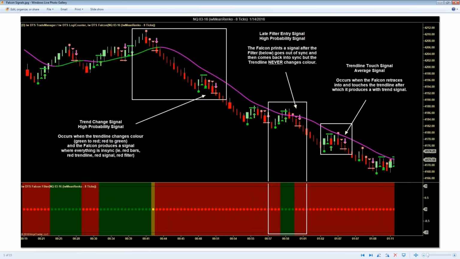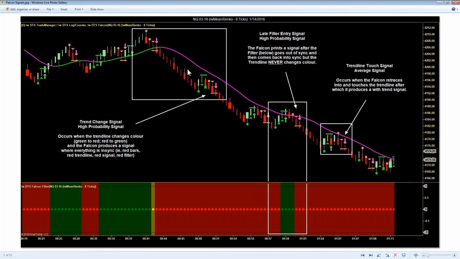With the Falcon, we also have our high probability signals. And you can see they're pretty basic, a trend change signal. And with the Falcon, we're always focused on the trend line color. So when the trend line goes from green to red, we're looking for this first signal, essentially, where everything is in sync. Normally the way the signal develops, and this one's moved a little bit further, but I had all three signals on one chart, so I snapped this one and used it for our cheat sheet.